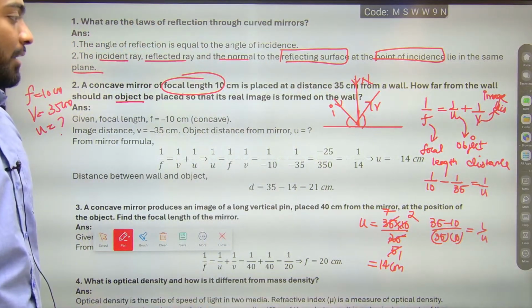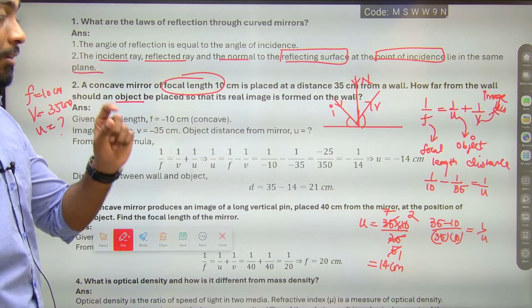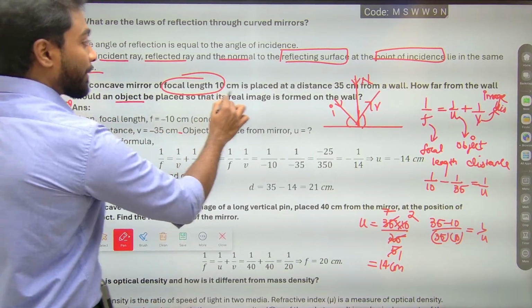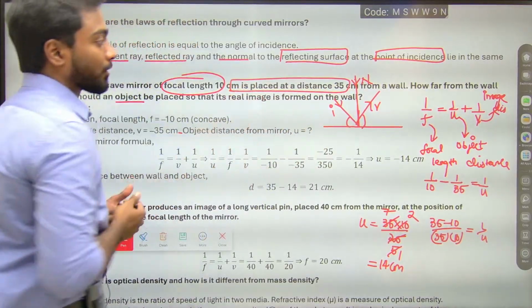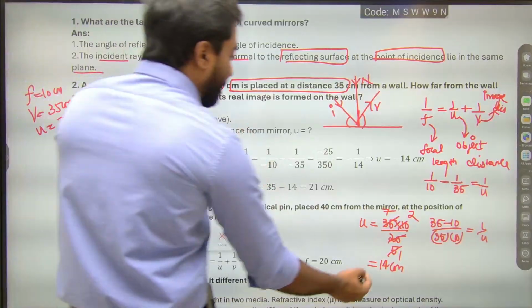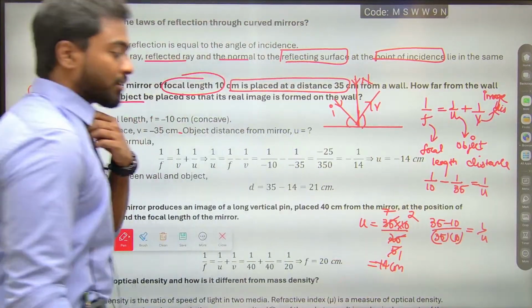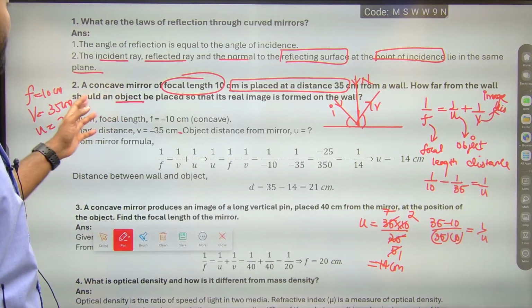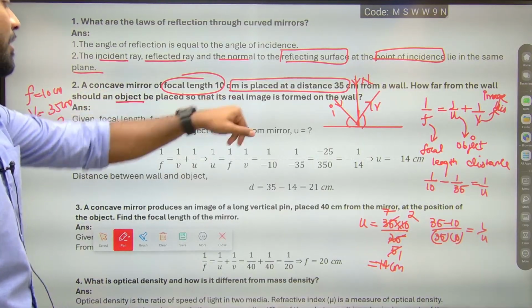But what is the thing we want? The object is placed at 35 centimeter from the wall, which is nothing but minus 14 centimeter. And what they are asking is how far the object should be placed so that the real image is formed.